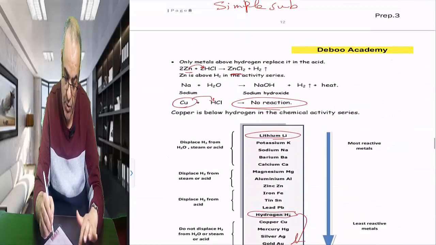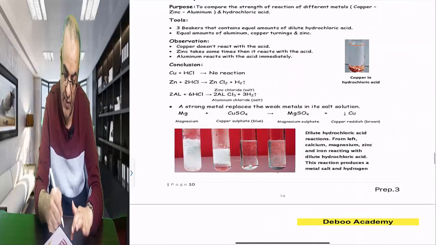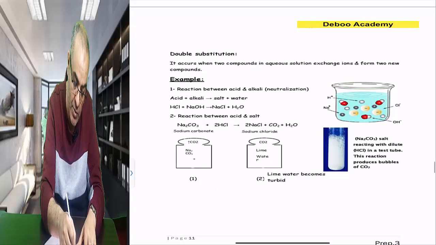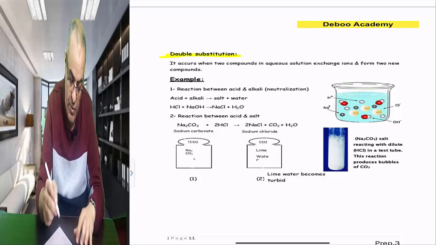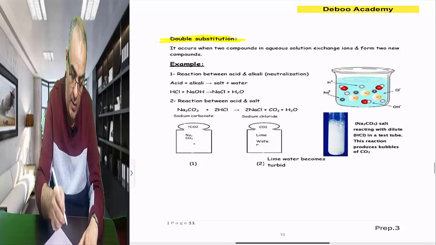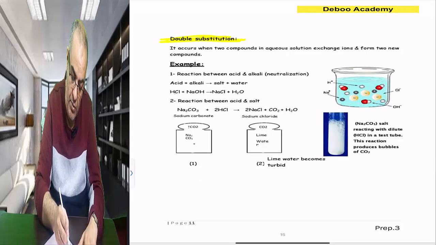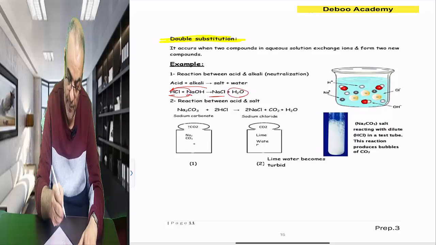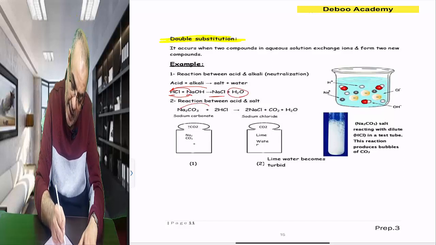What about the double substitution? Here, all of them are simple substitution. Here is the double substitution, the one we are concerned with: substitution of the metal with the metal. Here, Na replaces hydrogen and the hydrogen replaces Na. So instead of HCl, it will be NaCl and HOH, which is water. Na will replace hydrogen here and the hydrogen replaces Na here.